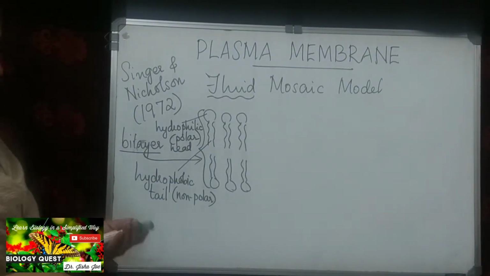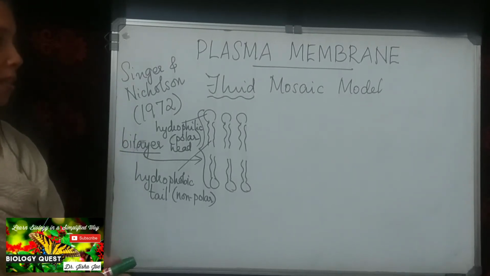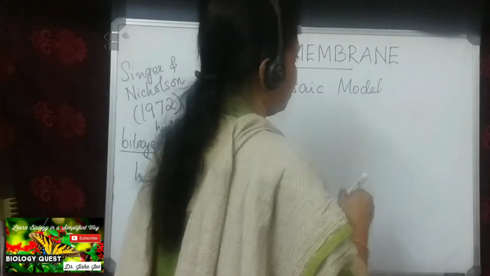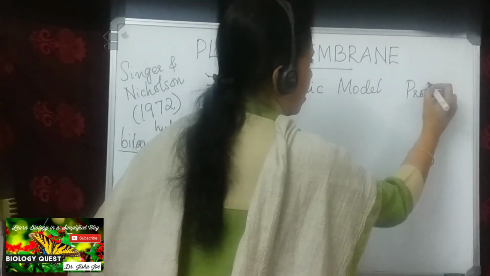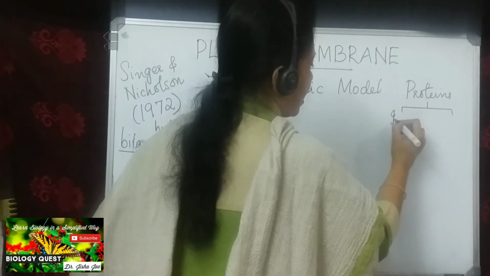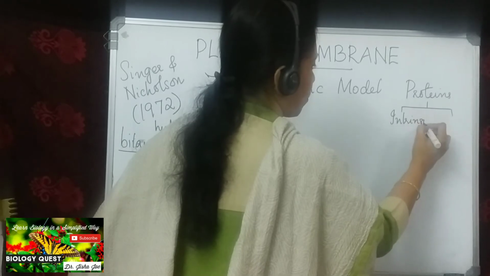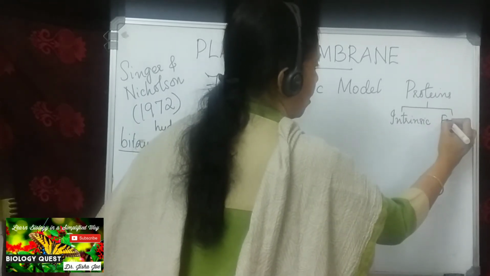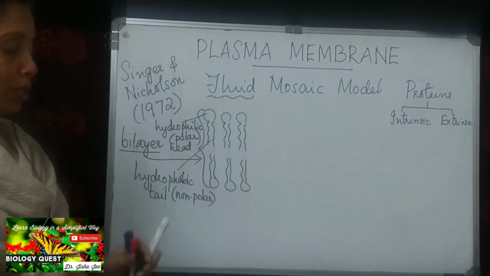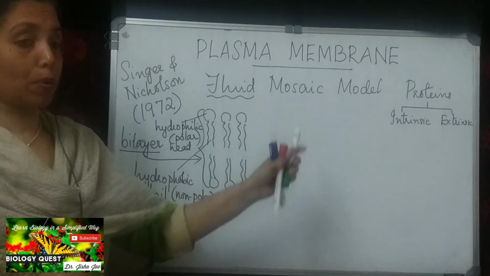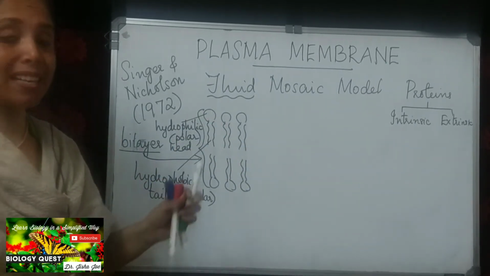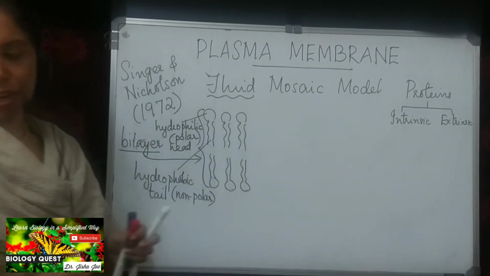Now there are two types of proteins present in the plasma membrane. They are the integral or intrinsic proteins, and the second type is the extrinsic or peripheral proteins.